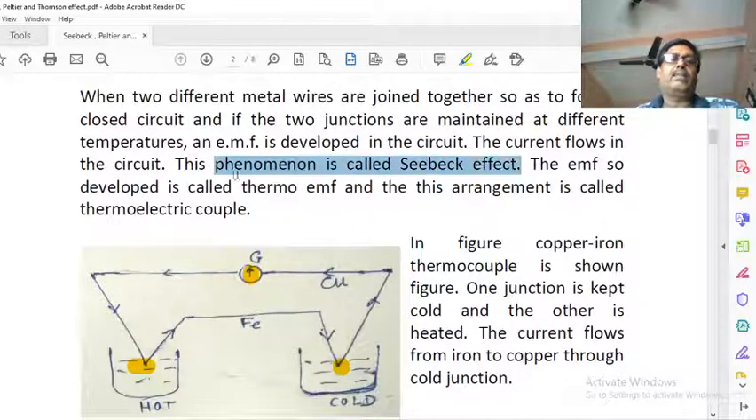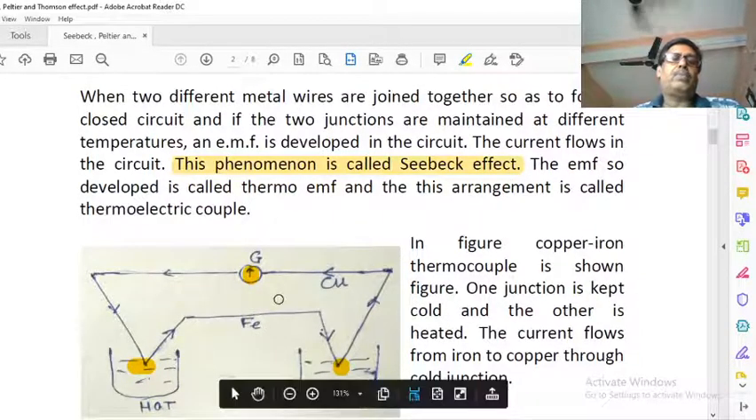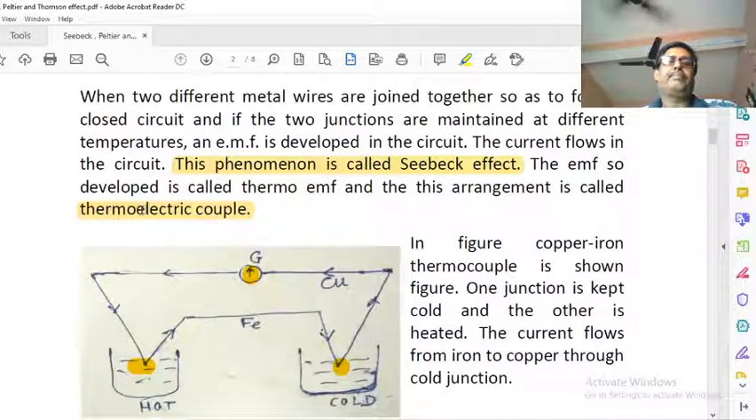Here I have written this phenomenon is known as Seebeck effect, and the arrangement of two metallic wires like this is called thermoelectric couple. So we have to remember: thermoelectric EMF, thermoelectric current, thermoelectric couple, and the phenomenon is Seebeck effect.